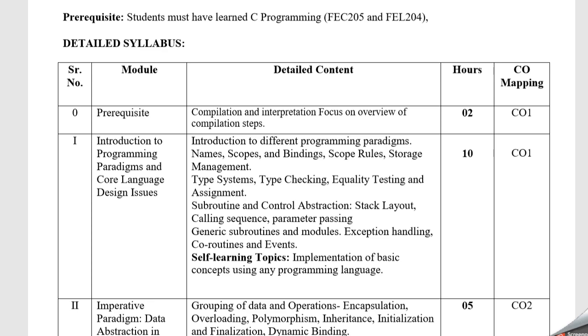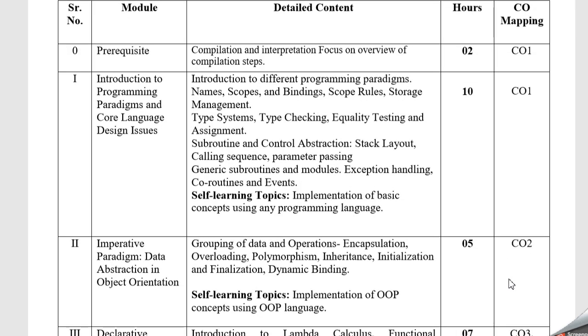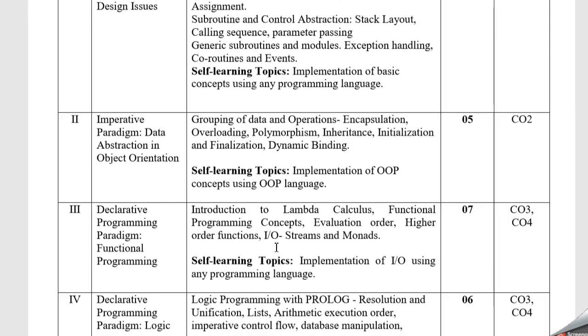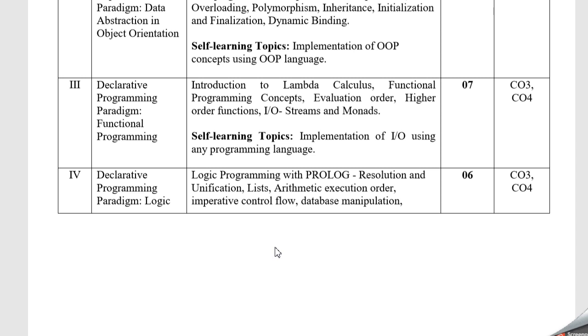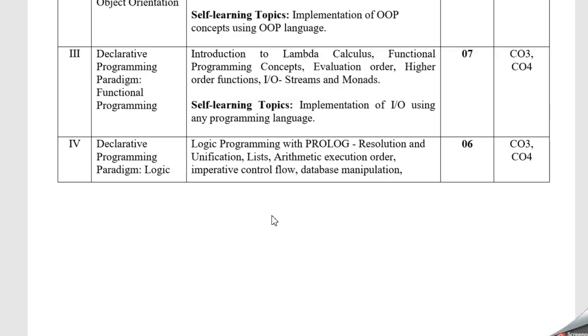Next, module 2 will be based on one type of paradigm, that is the imperative paradigm. Here, we will be studying different concepts related to the object-oriented programming paradigm. In the third module, we will see the declarative programming paradigm, where we will have an introduction to functional programming. The fourth module focuses on the logic programming paradigm. In this, we will learn different logic programming languages.